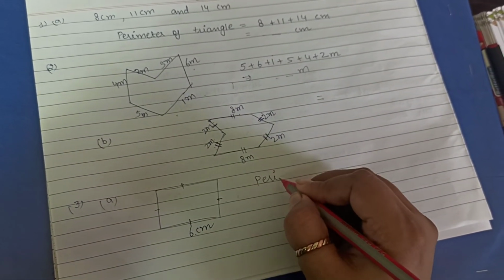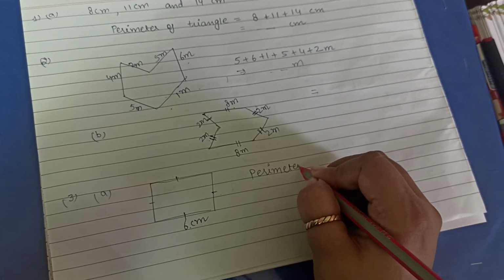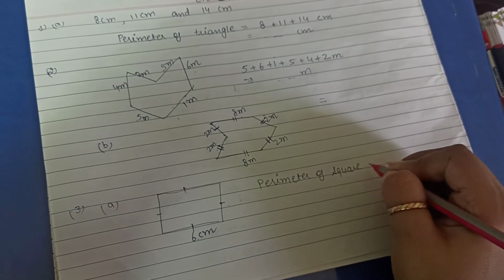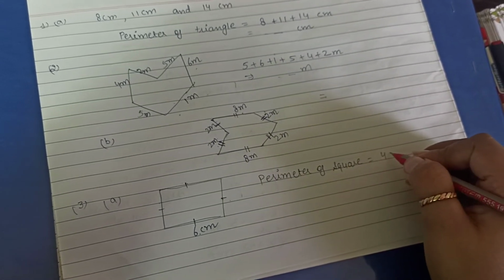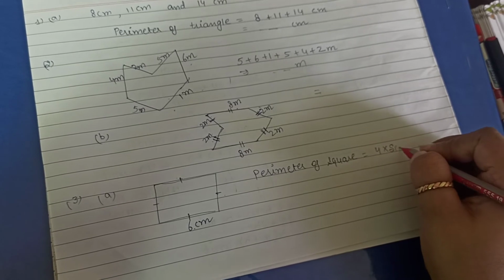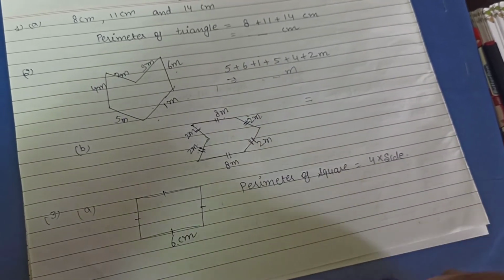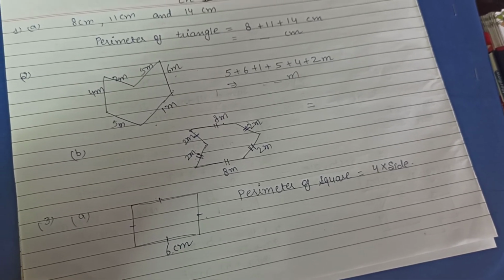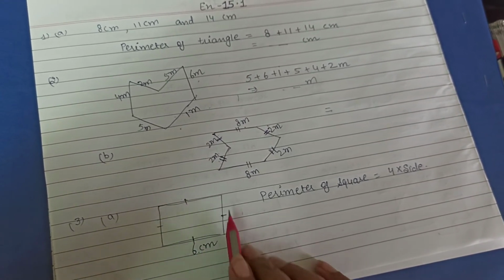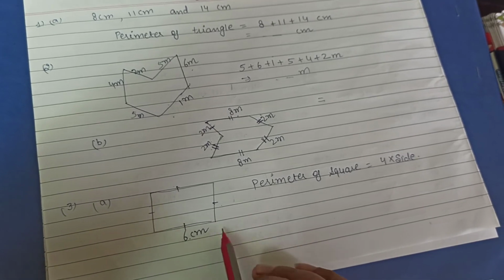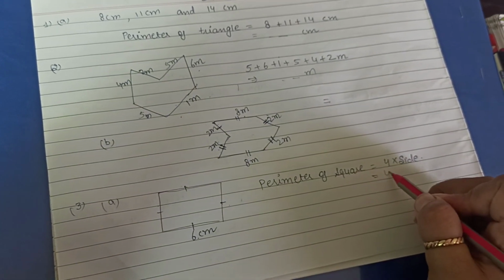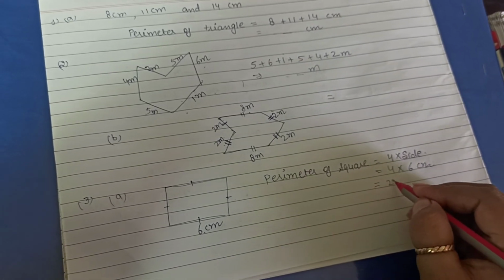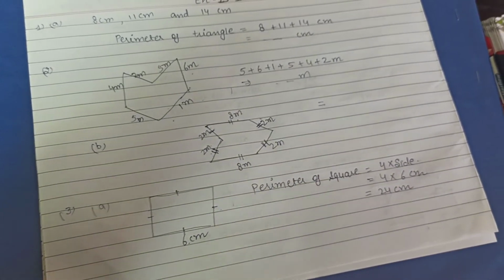So directly we can find the perimeter of a square, like 4 multiply side. Learn this formula. Perimeter of a square is 4 multiply side. And how does it come? When we add all these sides, it becomes 4s. So 4 multiply 6 unit centimeter. 4 sixes are 24 centimeter.